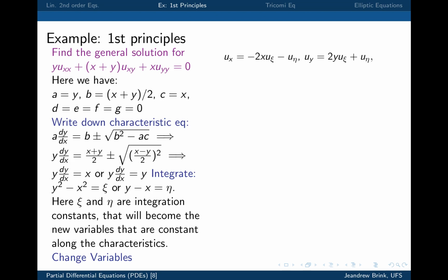And d eta dx is just equal to minus 1. That's where the minus comes from. So this thing you should know. Okay, so now you know where it's coming from. Okay, cool.